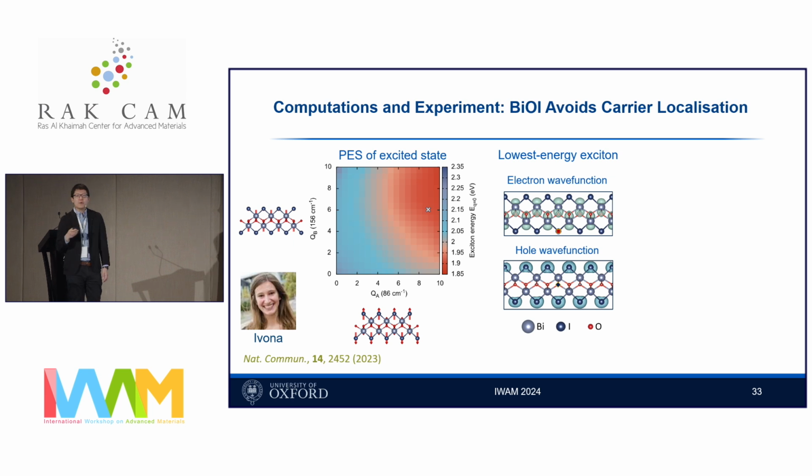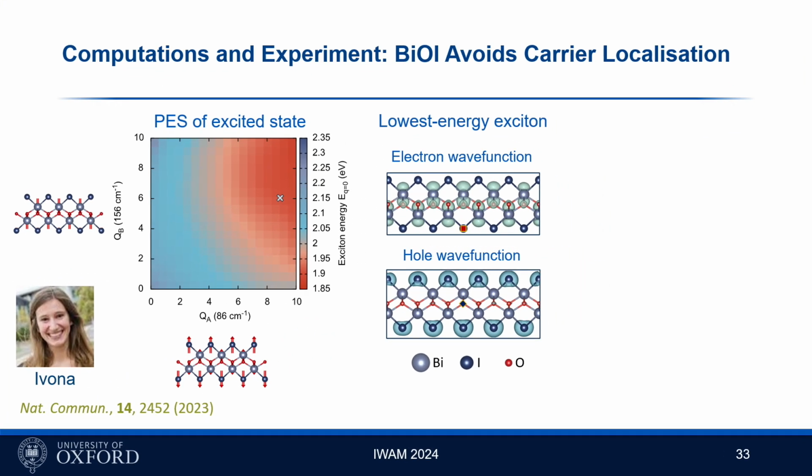So knowing what the main phonon modes are that these charge carriers couple to, we could go to our theory colleagues, in this case, Ivana Bravich and Timur Montserrat in Cambridge, and simulate what happens to the energy of the lattice as we distort along these 2 phonon modes that you see here. So this is a map of the excited state, and you can see that there's this local energy minimum. So if we go to that point here, we can look at what happens to the exciton.